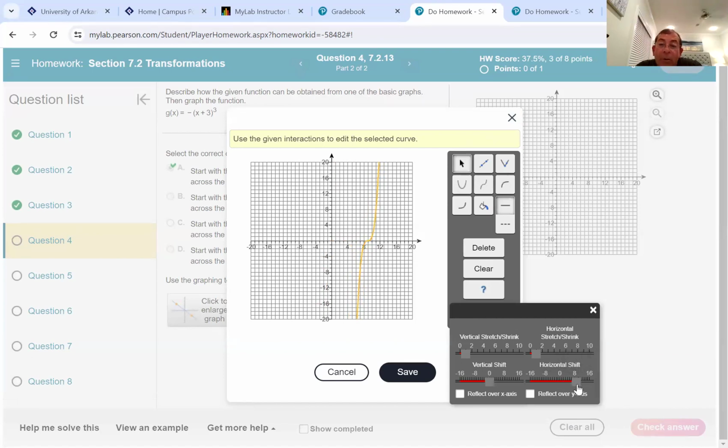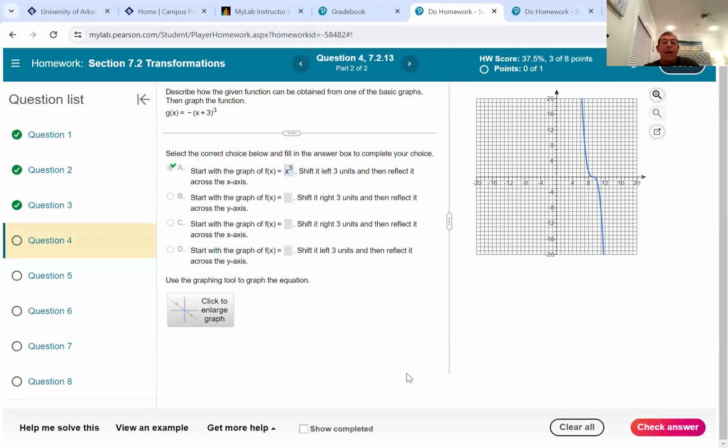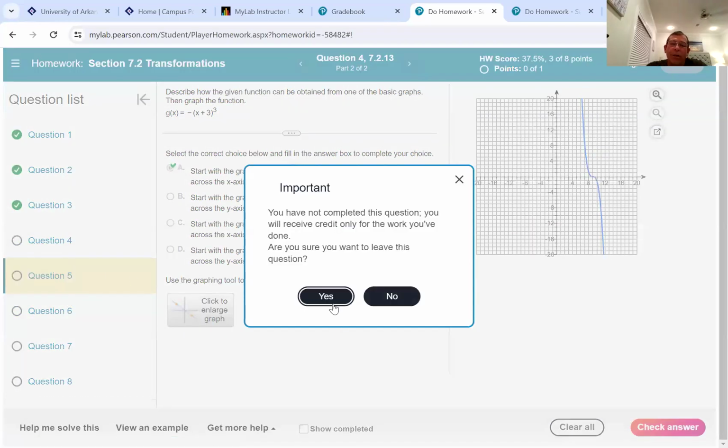And then go down here and click the box that says reflect over the x-axis. At that point, it has flipped my graph. I would save that and then check it. Now that'll be wrong on this one for me because I changed my problem, but that would be the one that had the x minus 9, okay? That's all you've got to watch out for.